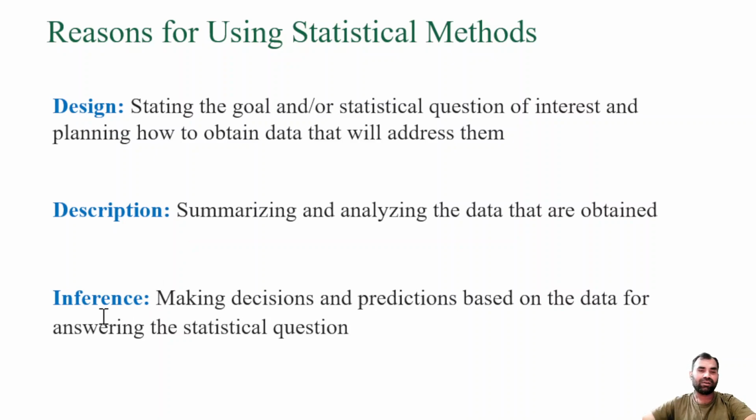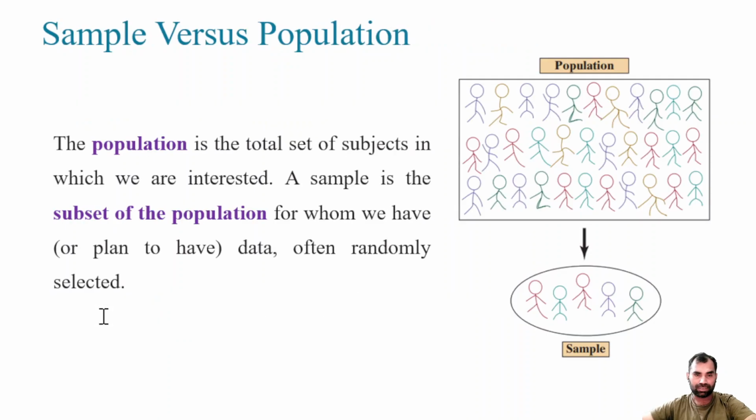And the final one: once data is organized and summarized, it is in good form, we have good images, good graphs, and we have used some statistical models which give us the significance of factors. Some factors might be significant and some might not be, so we go for inference. Inference is making decisions and predictions based on the data for answering the statistical questions. So mainly that's the reason we start with the designing, description, and inference of the results.